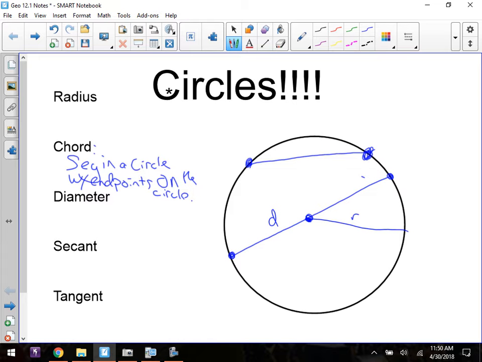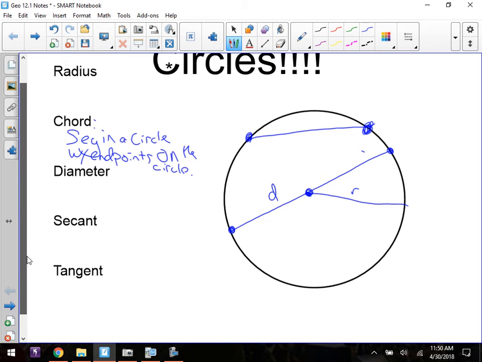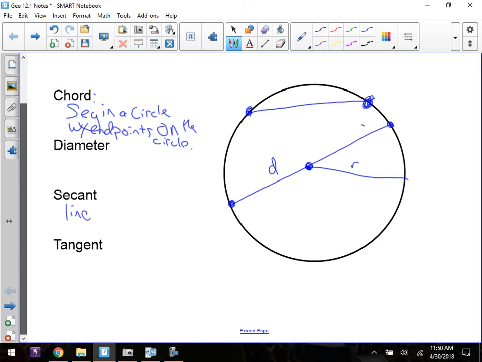A secant is going to be a line that goes through a circle. A secant is a line through a circle. So a secant goes through it. Okay. That would be a secant. It touches the circle in two spots.